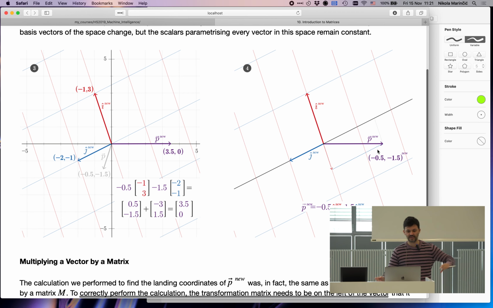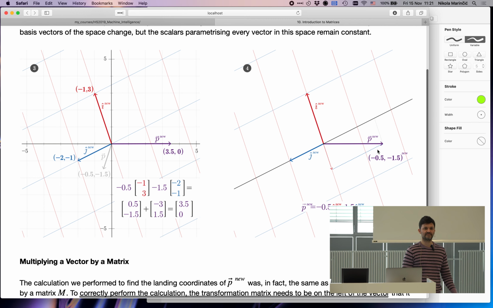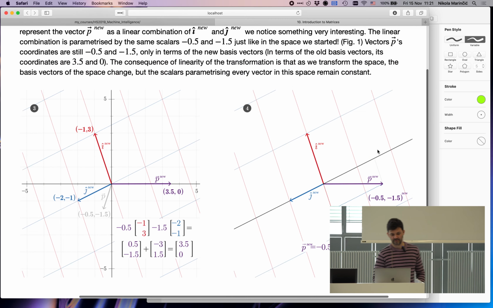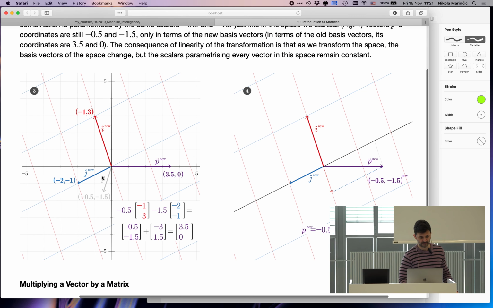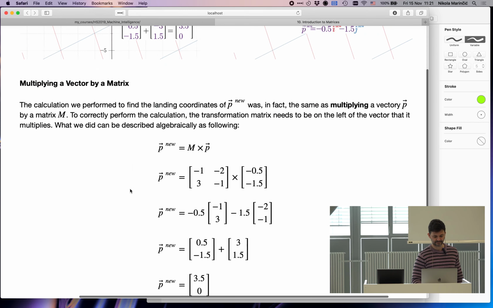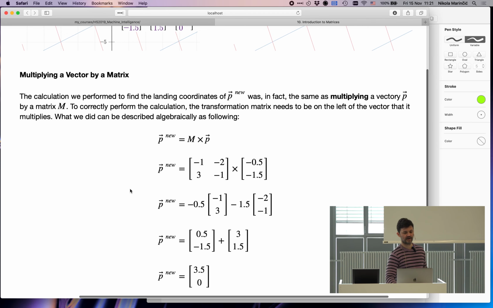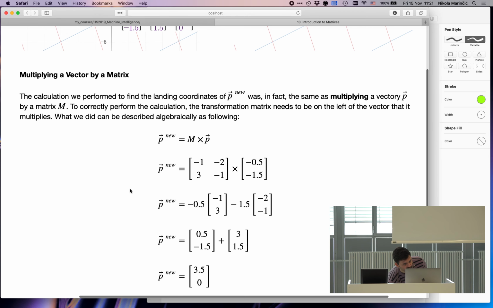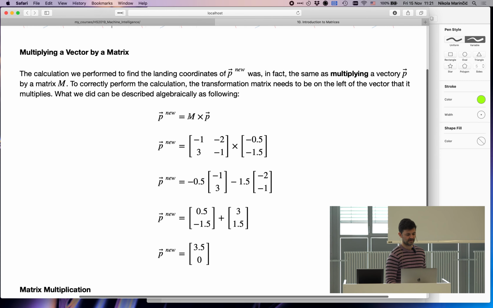The only thing that changes is the basis vectors themselves. This is why they are so crucial. You just need to remember where these two guys land in terms of the old space, and that's it. And this is the procedure here, how I actually computed this. You can see it here.